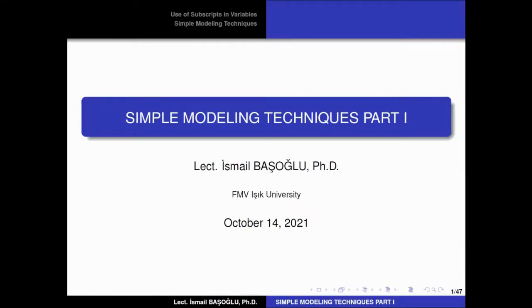Hello again. The last time we were covering this presentation file about simple modeling techniques. As we have mentioned earlier, these simple modeling techniques are helping us to ease the modeling part of complex problems. So these techniques can be applied in many different realistic real-life problems. We have covered a few of them.